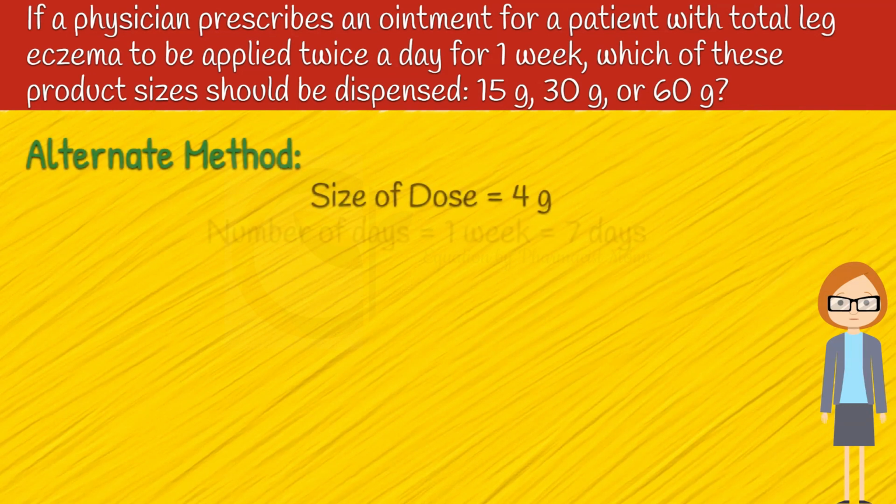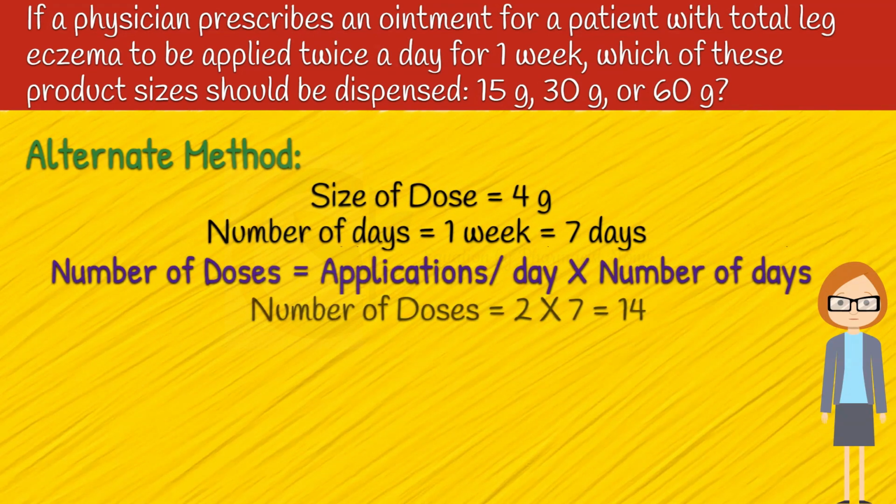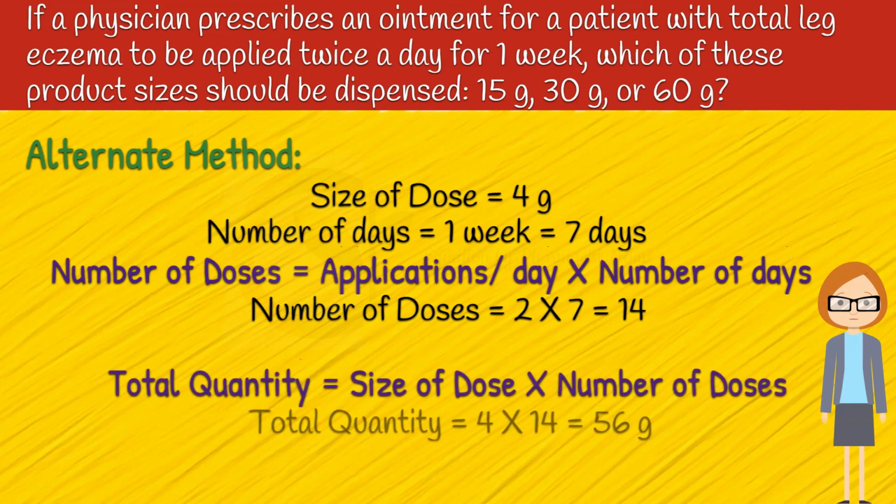This question can also be solved in this way. In this case, size of dose is 4 grams and number of days is 1 week or 7 days. Number of doses is equal to applications per day multiplied by number of days. Number of doses is 14. Let's calculate the total amount of ointment needed for 1 week. Total quantity is equal to size of dose multiplied by number of doses. Total quantity is 56 grams.